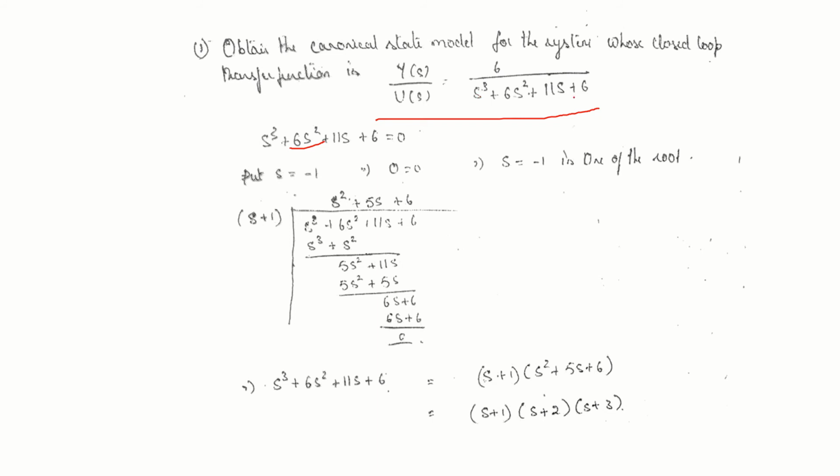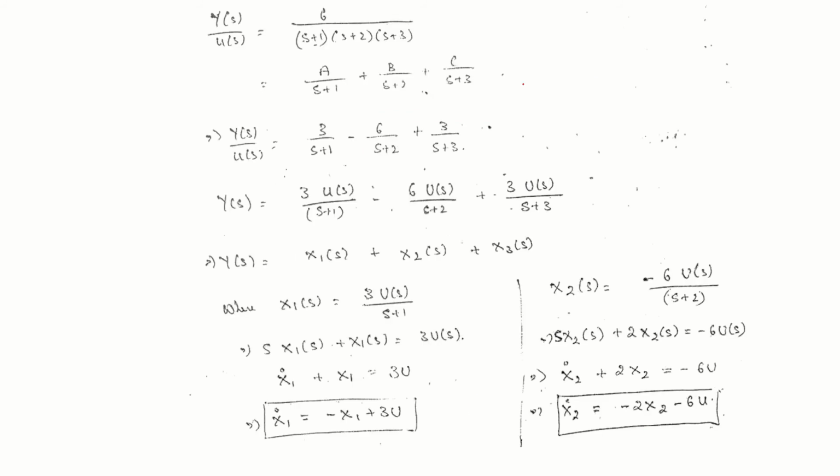So factorize this. One of the factors is s equal to minus 1, then it will become 0. So you divide this by s plus 1, you will get this. Again, split that into factors. You will get like this. So I can write this as A by s plus 1, B by s plus 2, C by s plus 3. Then comparing coefficients, you have to find A, B, C. I have got A equal to 3, B equal to minus 6 and C equal to 3.